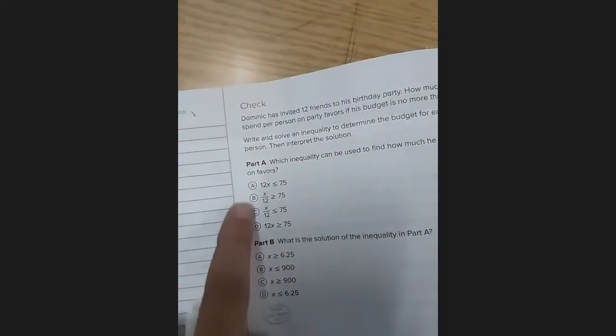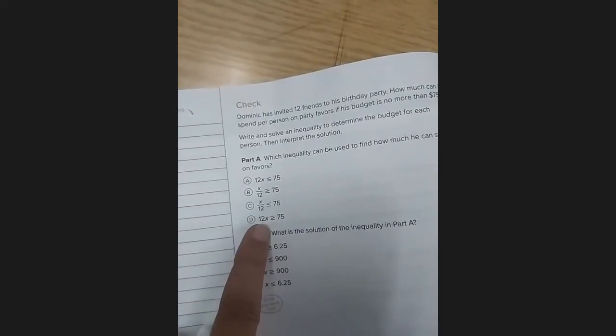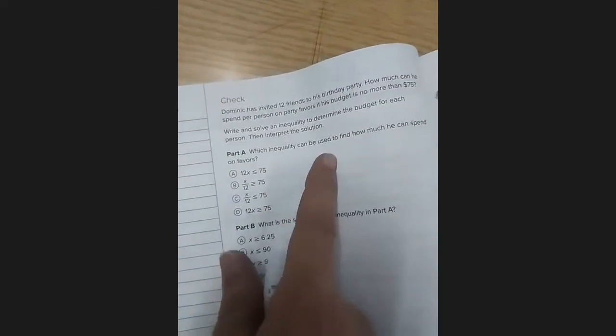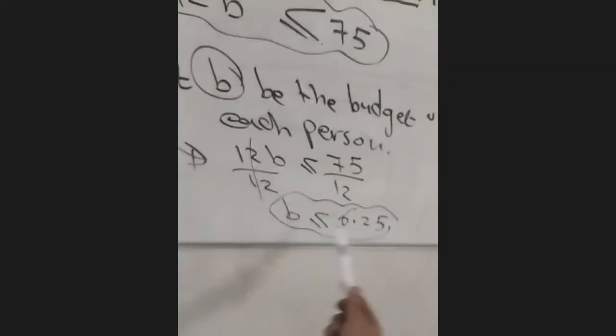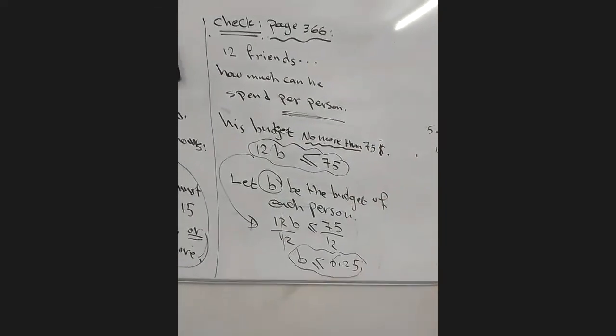Go to your check, guys, here. In part A, you will select the inequality. Which one? A. Not D. D is more than. No, he has only 75. He cannot spend more. So the first choice is A. Solve the inequality. You will have the choice D, down. See it? So this is the inequality, and this is how we solve it.